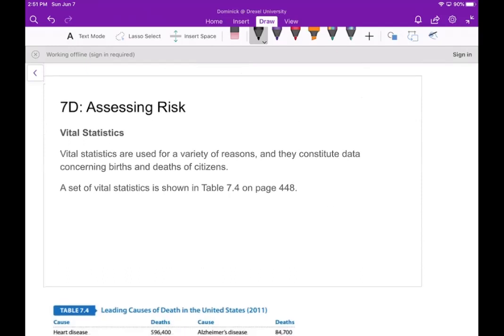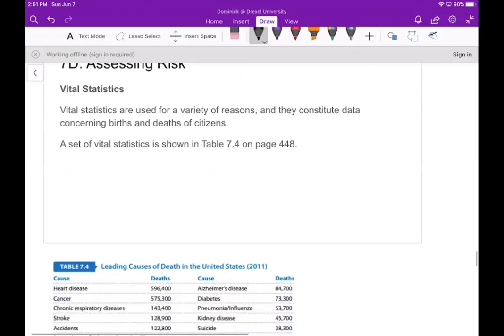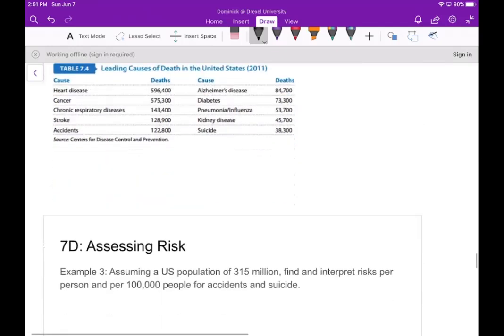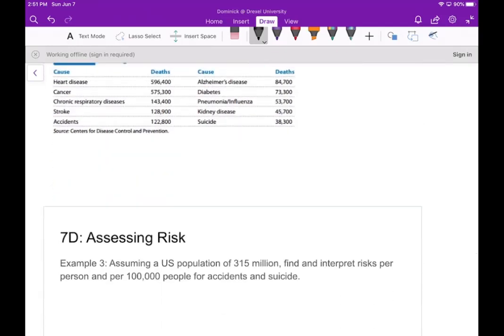Okay, now the next thing we'll talk about are what are called vital statistics. Vital statistics are used for a variety of reasons, and they give data concerning births and deaths of citizens. So there's a set of vital statistics that's shown in the textbook, which I've copied right here. In this next example, we're going to assume a U.S. population of 315 million. We're going to find and interpret risks per person and per 100,000 people for accidents and suicide.